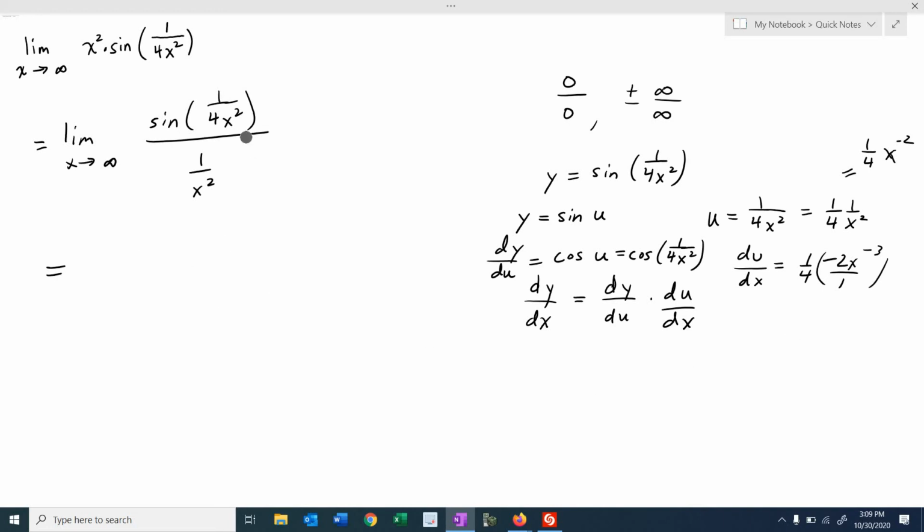Okay, so the derivative of this top function using the chain rule is going to be this outer derivative times this inner derivative. Okay, and I'm going to go ahead and reduce this. This is the same as minus 1/2 times x to the negative 3. And of course, x to the negative 3 can be written as x cubed in the denominator. So it's the same as that.